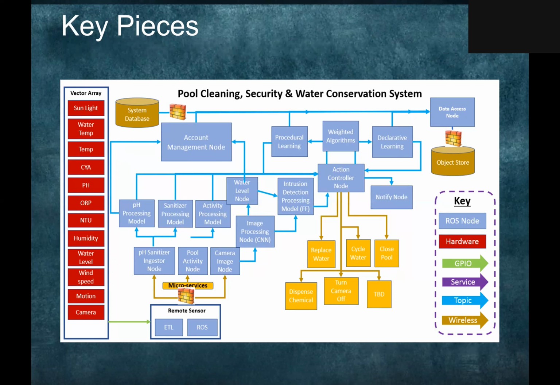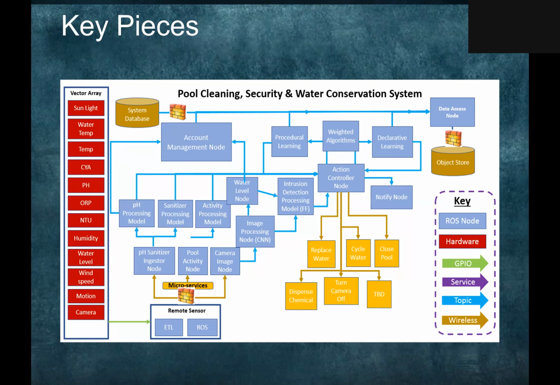So in the action controller, we actually have the ability to talk to our procedural learning and our declarative learning, and also our weighted algorithms. And by using those from previous events, what we call post-event data, we can use a weighted algorithm to help our classification. So in the case of image recognition, we can go back and look at the historical background information and compare it to make better classifications.